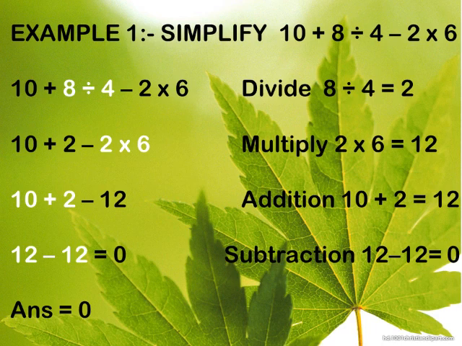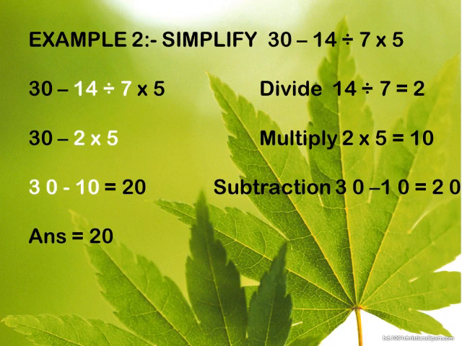Then which operation should you use next? Addition. So 10 plus 2 is what? 12. So 12 minus 12, and the last operation is subtraction. 12 minus 12 is equal to 0. So this is how you will simplify this sum according to the DMAS rule. You will use the division operation first, and then the multiplication, and then addition, and then subtraction.